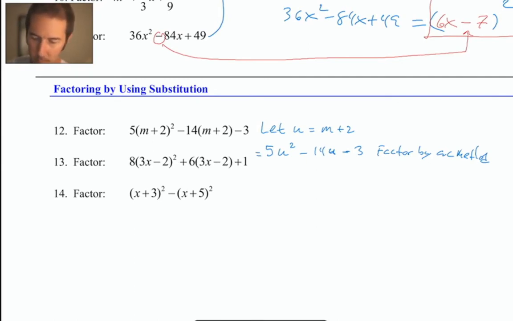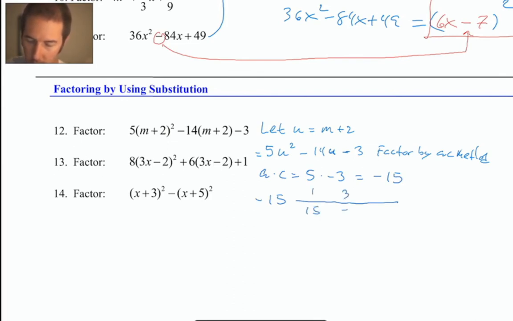And we don't want that equal sign. We want to write down A times C is equal to 5 times -3, which is equal to -15. And then I'll take the -15. I'll make my list of factor pairs. 1 times 15, 3 times 5. One's positive, one's negative, plus or minus, minus plus. We need to choose the pair that adds to the b value, which was a -14.